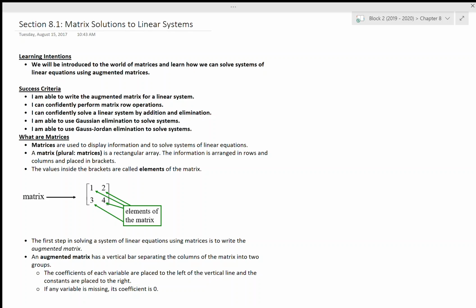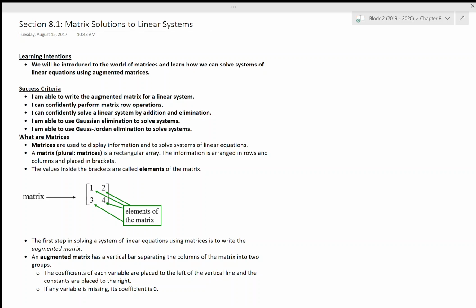But for any of my blocks, watching this video is really great to go over how we're going to solve systems with matrices, okay? And we're going to do this by hand, not with our calculator yet, okay? You are able to do this by hand.